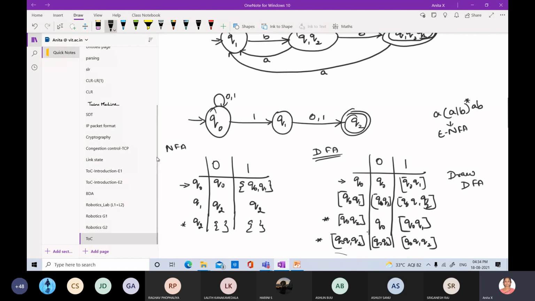In the next class, we can see one more example for non-epsilon NFA to DFA conversion, and then we can move on to the subset construction algorithm. In the case of the subset construction algorithm, we'll be starting from an epsilon NFA and constructing the DFA. Okay.